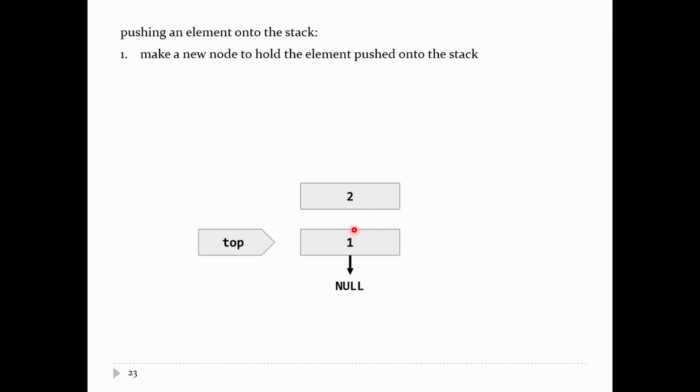So I need to make this node point to that node there, right? I want to set the link of the new node to point to the current top node of the stack. That top thing right there is a pointer to the current top element. So I want to make 2 point to the current top element, so there goes the link.